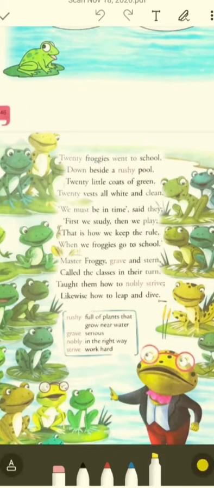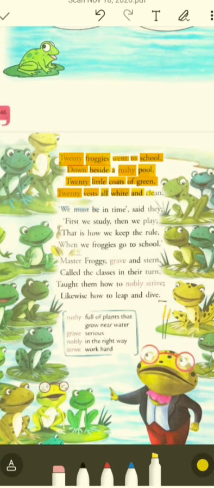Twenty froggies went to school. Down beside a rushy pool. Twenty froggies went to school down beside a rushy pool. Twenty little coats of green, twenty vests, all white and clean. Again, twenty little coats of green, twenty vests, all white and clean.